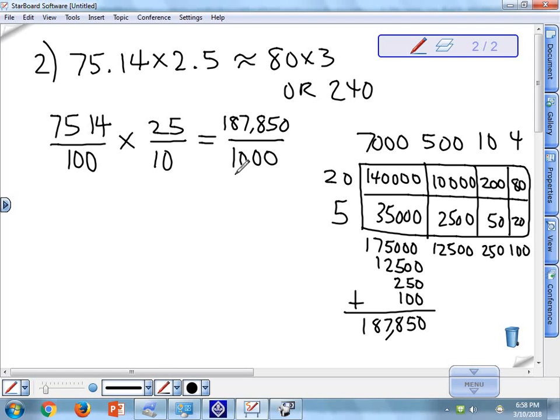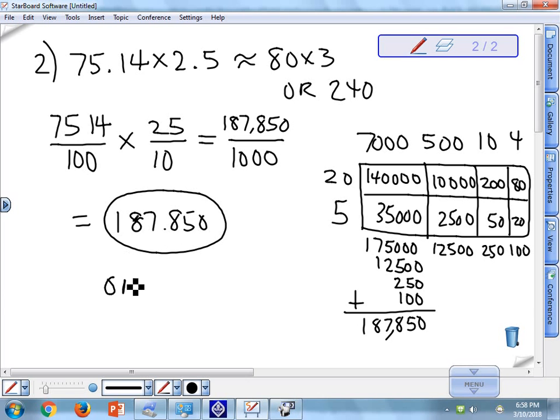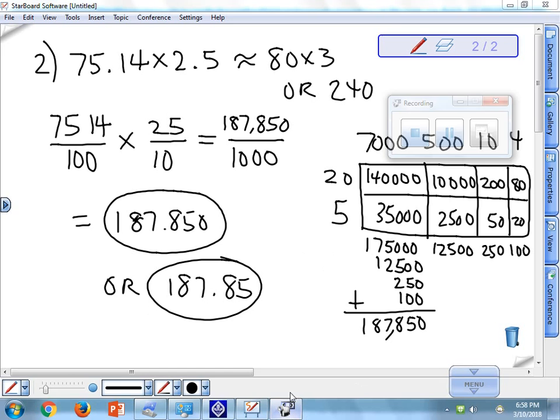And now I can go ahead and rewrite that as a decimal number. That is 187 and 850 thousandths. One thing I should point out is I could have written this as 187 and 85 hundredths. We don't need the 0 at the end. That's not required. And that concludes the brief presentation on how to multiply decimal numbers together.